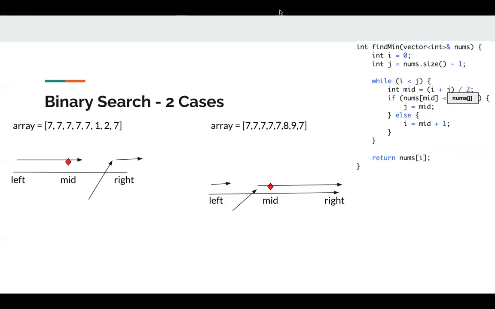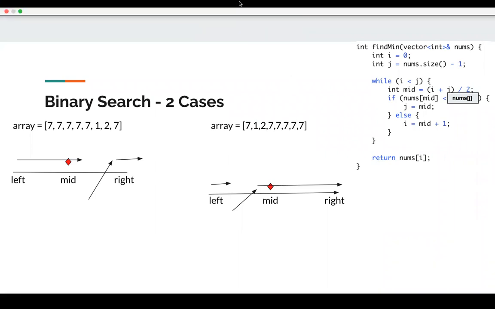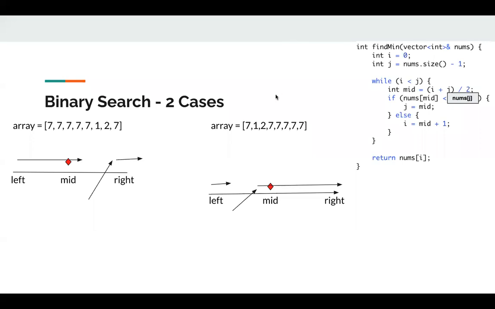Okay, I just corrected my array. Let's take a look. So for this example, the array is 7, 1, 2, 7, 7, 7, 7, 7. So it looks like this. And we know in this case, mid is also the same as left and the same as right. So for both cases, mid is the same as left and the same as right.